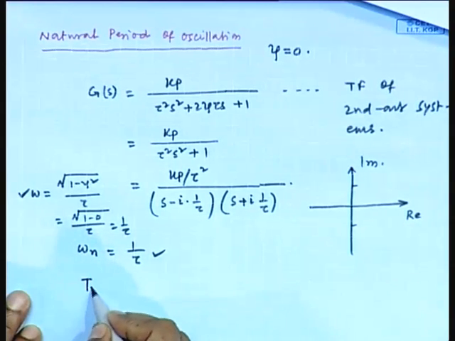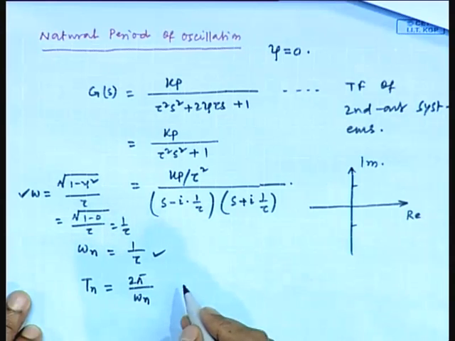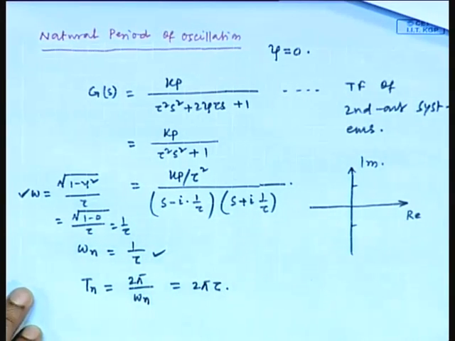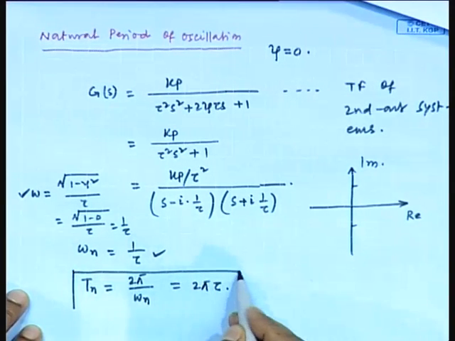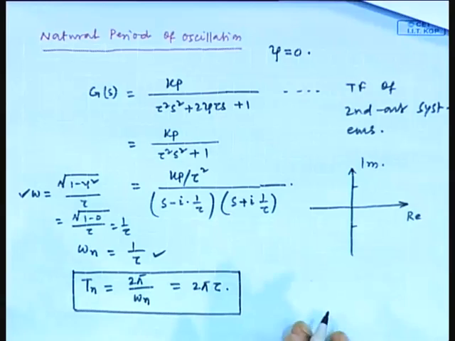Then the period we can write in this way, Tn equals 2 pi by omega n, that means 2 pi tau. Agree? So, this is the expression for natural period of oscillation, Tn equals 2 pi tau. Fine.